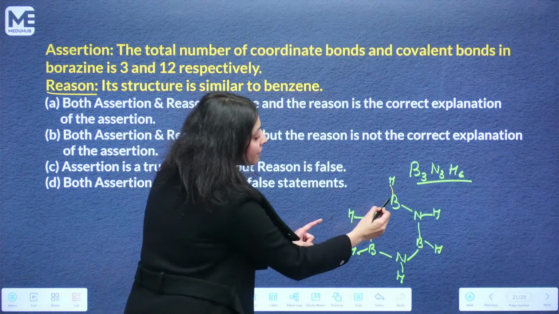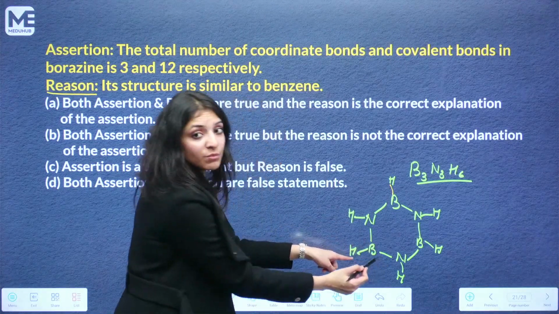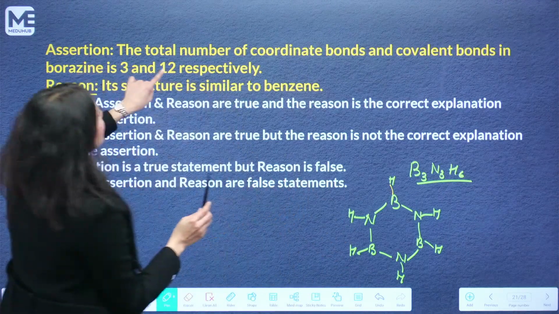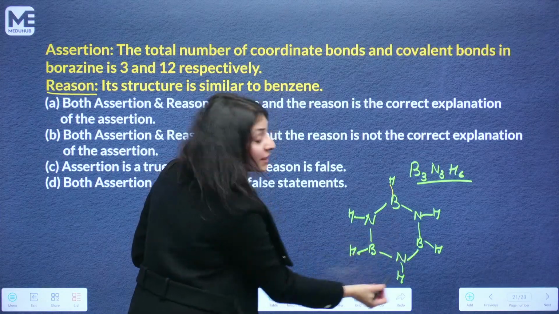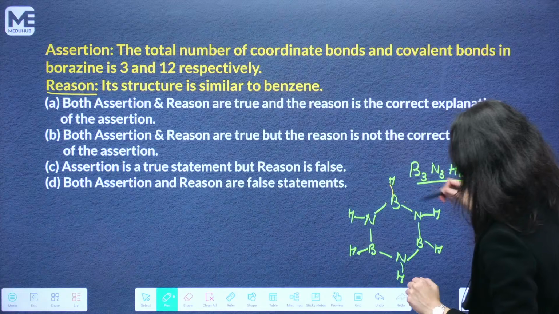Now you see, every boron has three bonds, and nitrogen has 3 bonds, alternatively. So it's a hexagonal ring. What they are saying is that the total number of covalent bonds is 12. So if you count the covalent bonds, they are 12, right? 6 in the ring and 6 outside the ring.